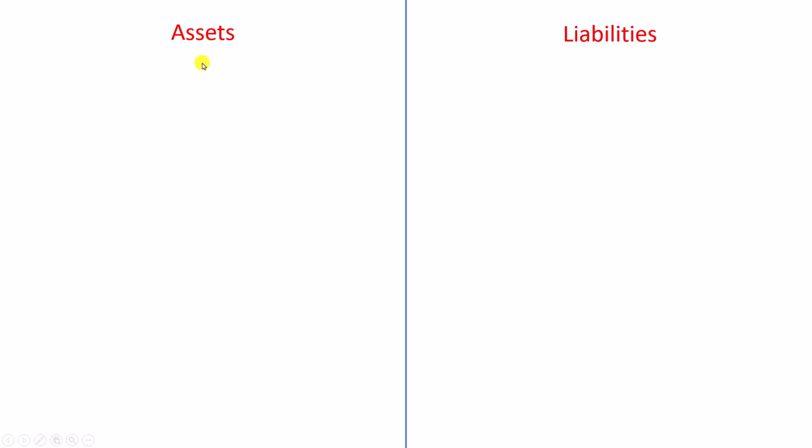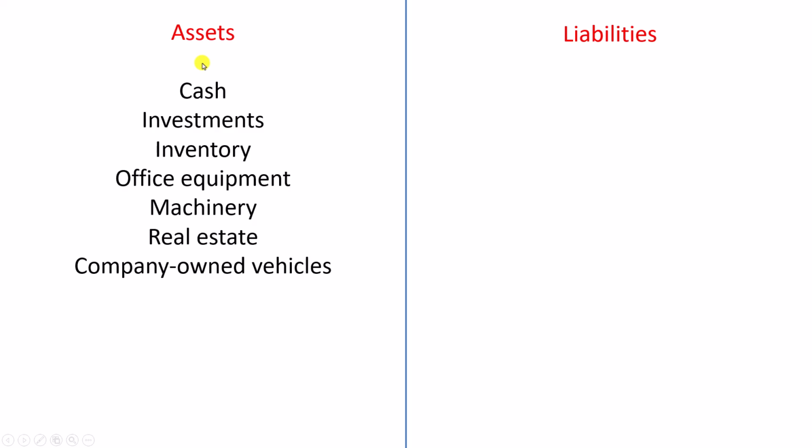What are assets? Assets are the things that the company owns or the things that belong to the company. For example, these. Now let us learn each one in detail. Okay. First is cash. If the company has deposited some cash in a bank, then it would count as an asset because the cash belongs to the company.